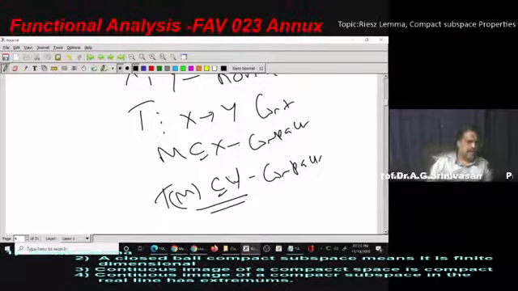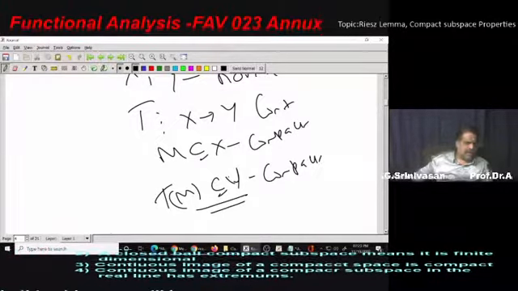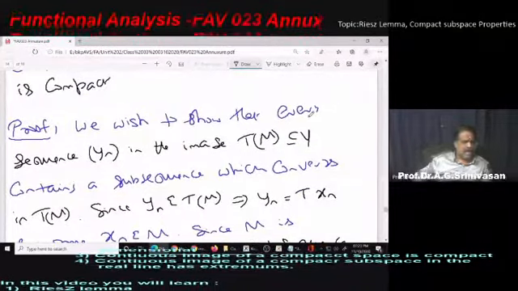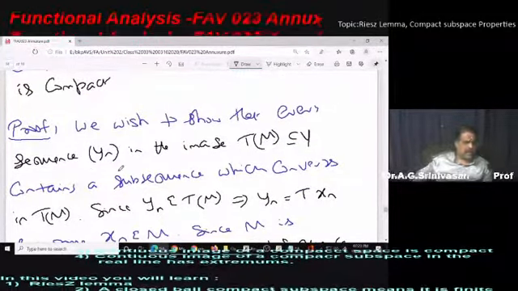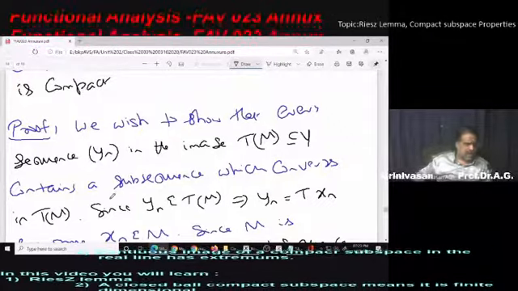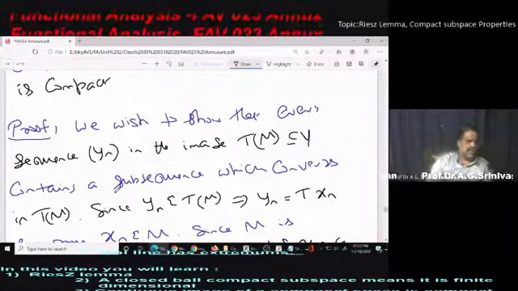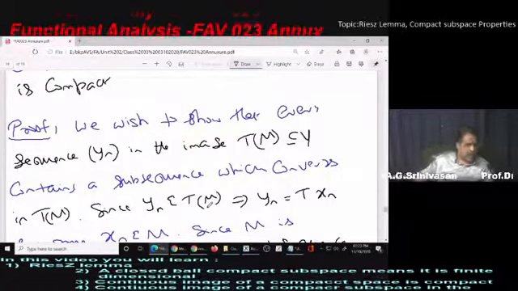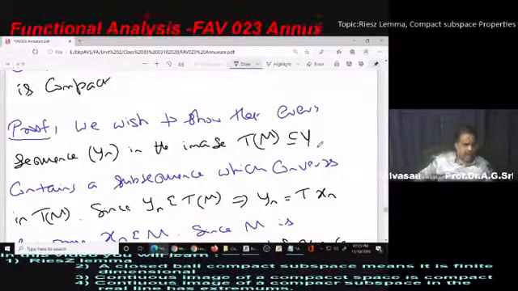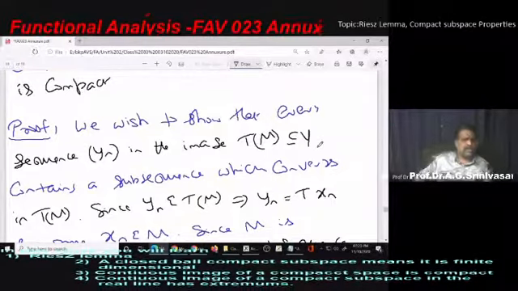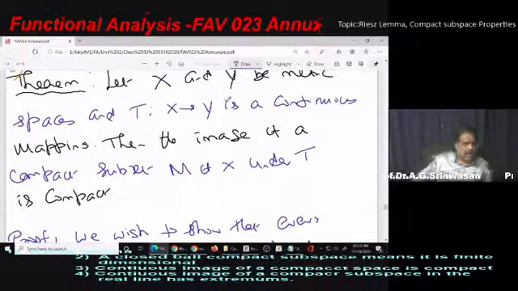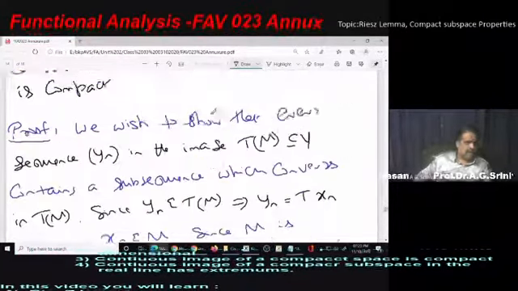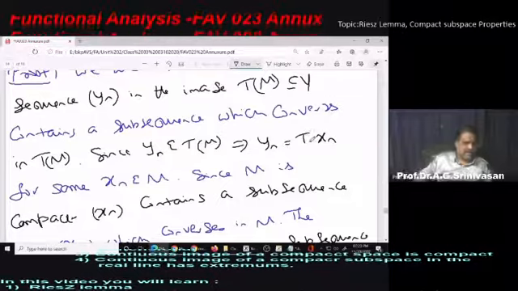The image of a compact set under a continuous map is compact. Proof is immediate. It's only a one line proof actually. So we'll prove it now. We wish to prove that every sequence yn in T of M contains a subsequence which converges in T of M. If you prove that, it's easy. Now, first of all, yn belongs to T(M). What is T(M)? A subset of Y. And what is Y? Y is the codomain of T, from X to Y. It's a range actually, in particular, right?